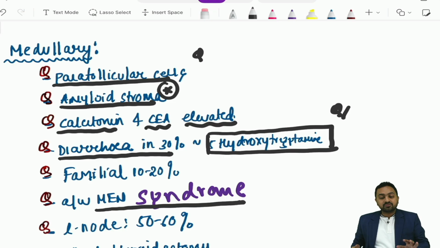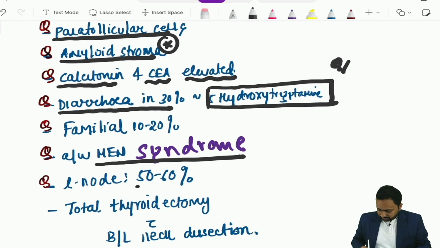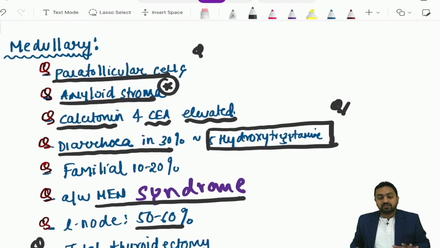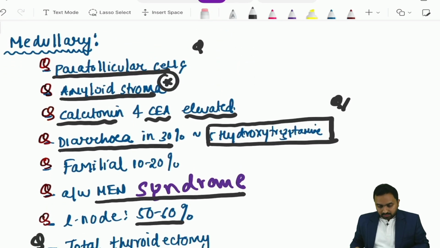syndrome. Now lymph node involvement is seen in around 50 to 60% of the patients, and the treatment would include bilateral neck dissection and total thyroidectomy. So these are a few important points with respect to medullary thyroid carcinoma.